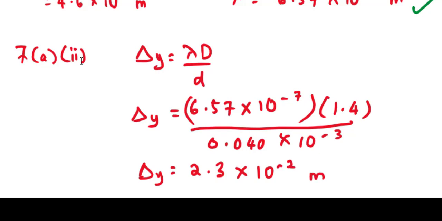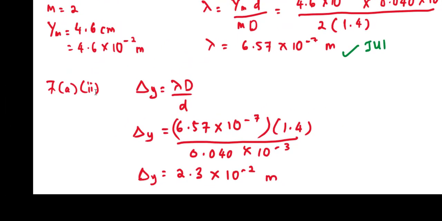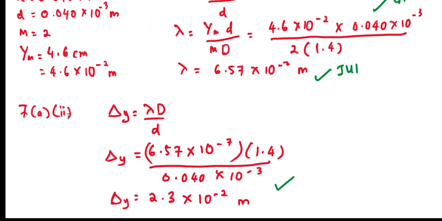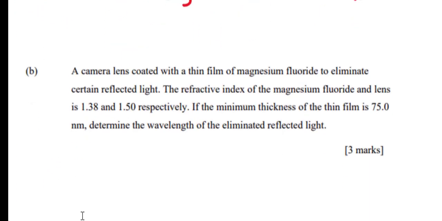Where can you get the mark? You can get a mark from gantian and jawapan unit 1. So, a total of 3 marks. That's for 7A. Next, we move on to 7B.